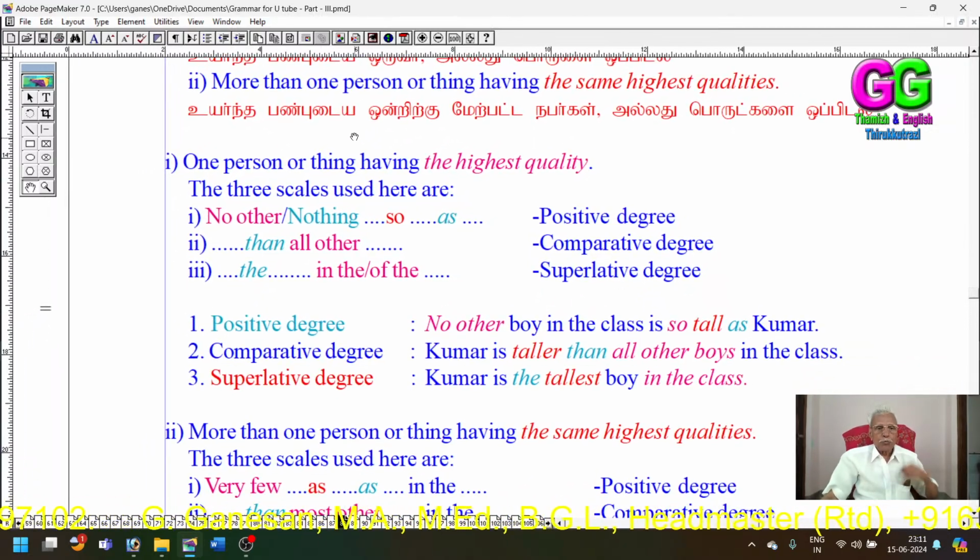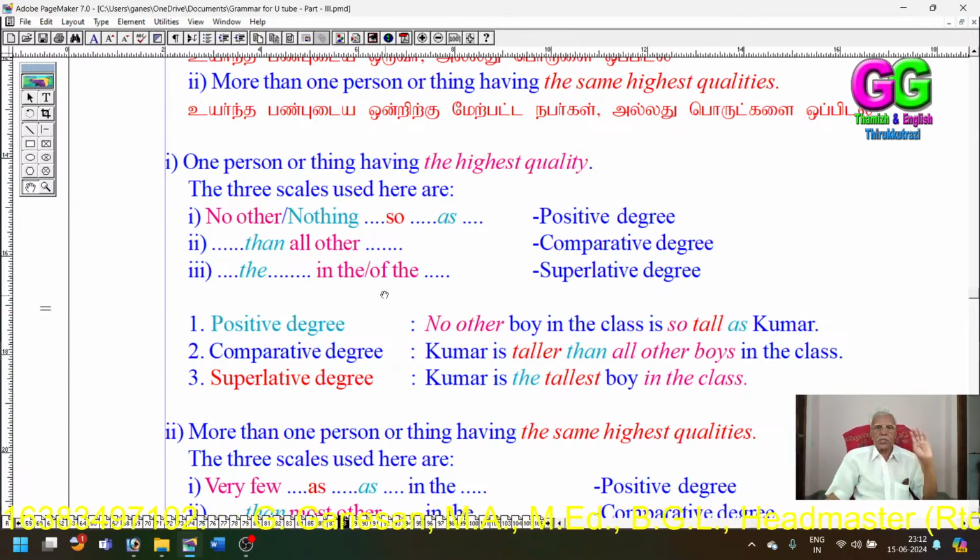First of all, rule one: one person or thing having the highest quality. Among the three or more persons or things, one person or thing has the highest quality. What are the scales we have to use in the positive, comparative, and superlative degrees? See, no other, nothing, so as for positive degree. Then all other for comparative degree. The, in the, or of for superlative degree.